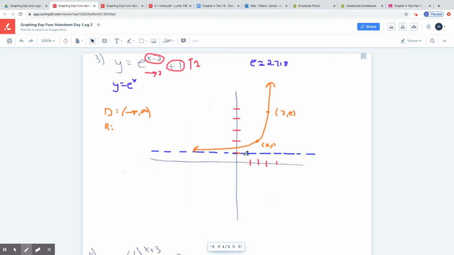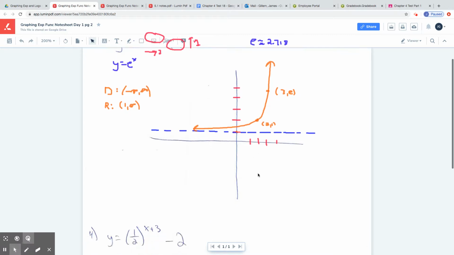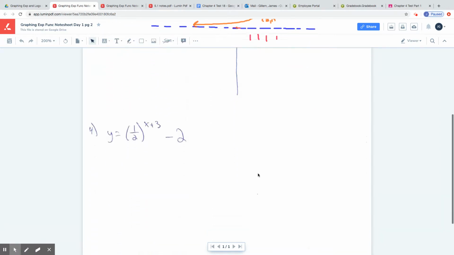In this case, it's going up to infinity. So it's going to be 1 to infinity. If the graph was below, which we are not going to have until we have a flip, then it'd be -infinity to 1. But here it's just 1 to infinity. Okay. All right, last one.